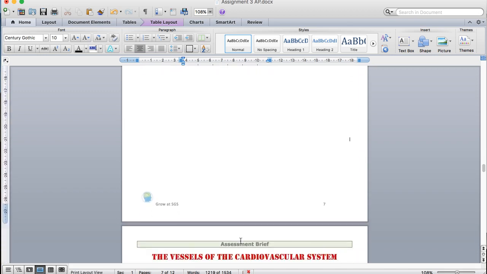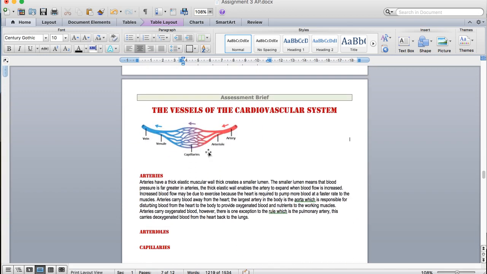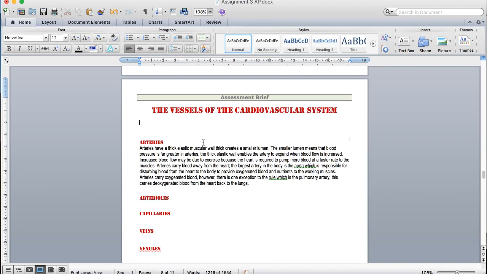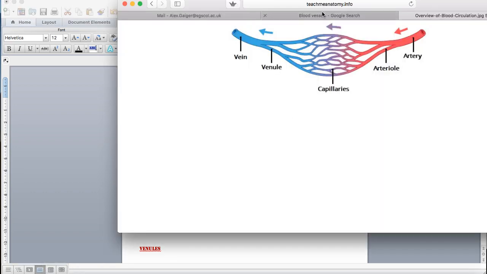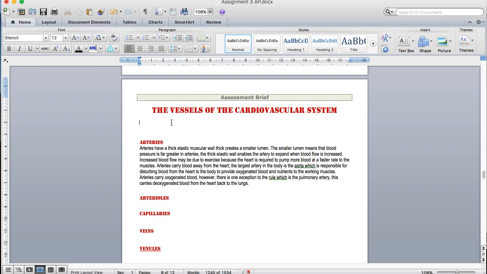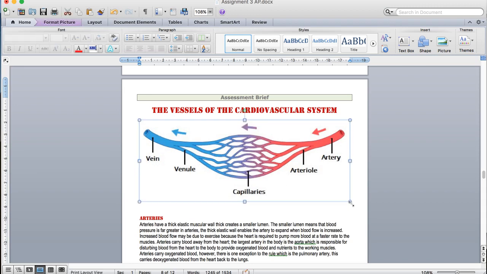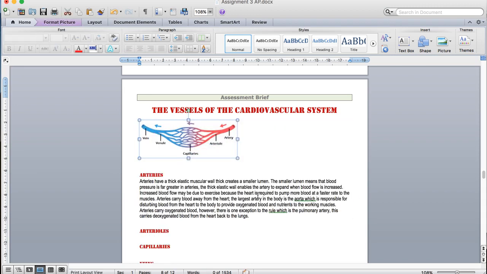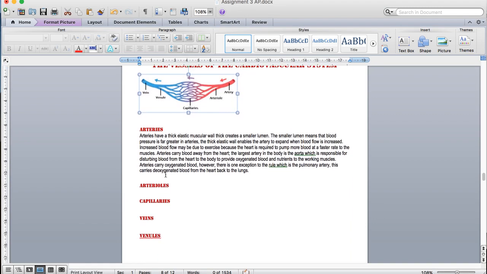You then move on to the next task, and I'll show you what I did. There's a bit of writing. You need to delete the writing out, and then you need to find an image. So I found this image on Google. All I did is I copied it and pasted it in here just to show the vessels. I'll just make it a bit smaller because I don't need it overly large. It's clear that it's got the vein, venule, capillaries, arteriole and arteries labelled up, which are the 5 that I'm going to be talking about.